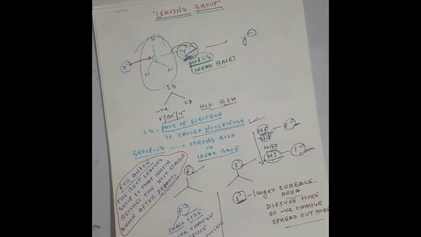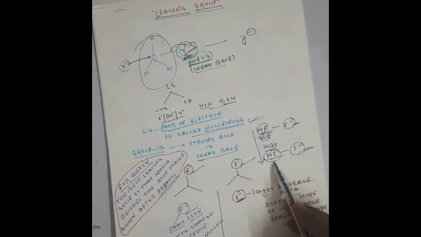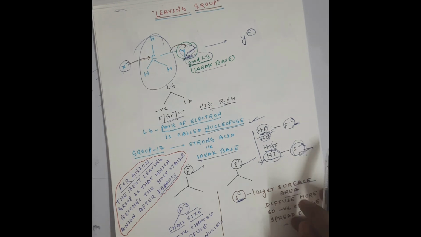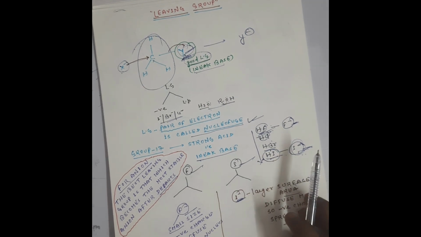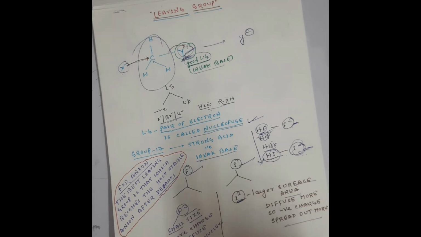So that's the reason iodine is a good leaving group, because after it departs it becomes stable because of more surface area, with more negative charge dispersed around the iodide nucleus. Understood why iodine is a good leaving group? And I hope you understood why iodine is a good nucleophile. The reasons are different.